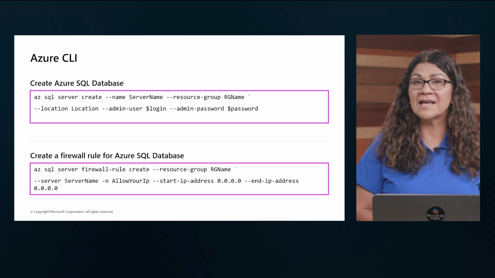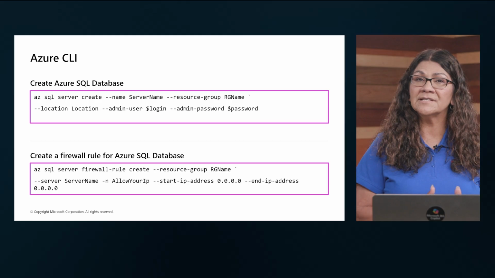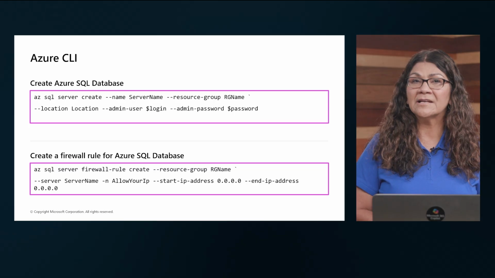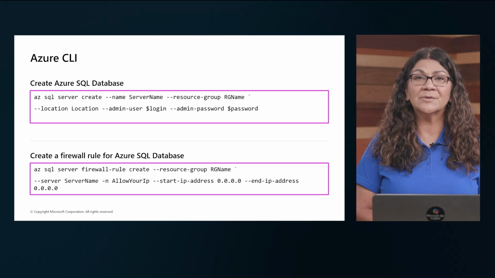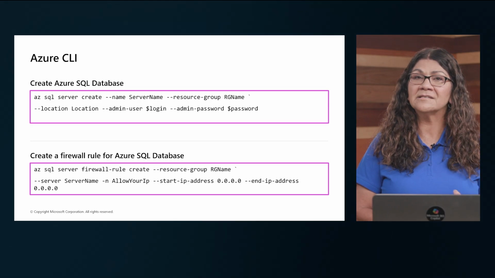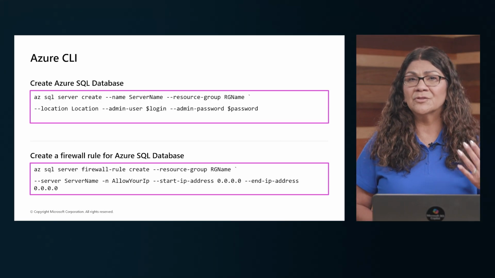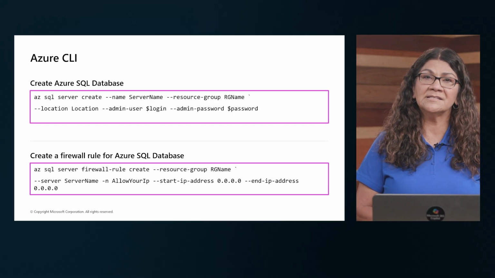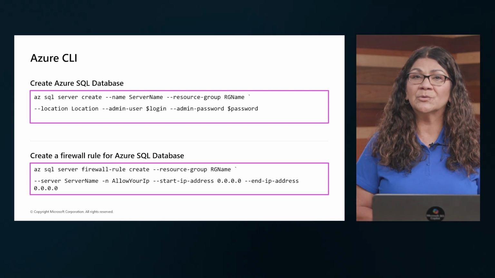Here we are using the Azure Command Line Interface, or CLI, to manage Azure SQL Database resources to showcase two commands, one to create a SQL Server and another to configure a firewall rule. The first command, az sql server create, sets up a new SQL Server by specifying parameters such as the server name, the resource group, the location, and the admin credentials. The second command, az sql server firewall-rule create, adds a firewall rule to allow access from a defined IP range.